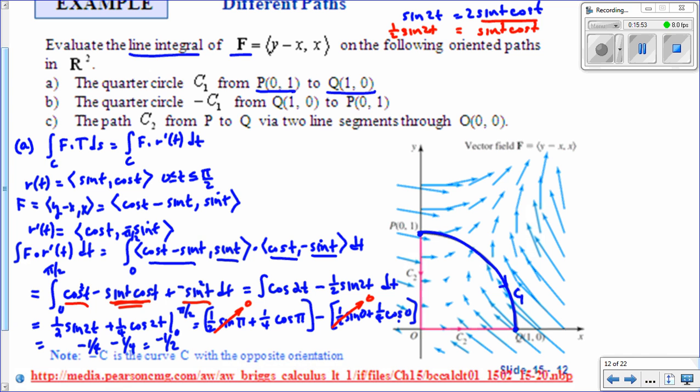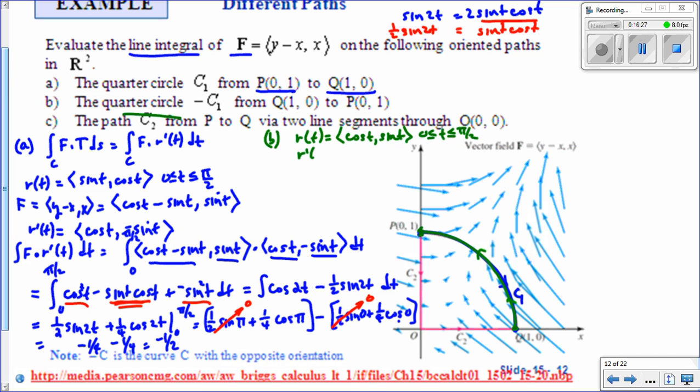Okay, now let's look at the quarter circle going the other way, the one defined as -C1. So it starts here at Q and it's going to end at P. So now we're going in this opposite direction, so the orientation is counterclockwise now. So now we know how to define a counterclockwise orientation easily. That parameterization will just be cosine t, sine t, and the t again goes from 0 to pi over 2.